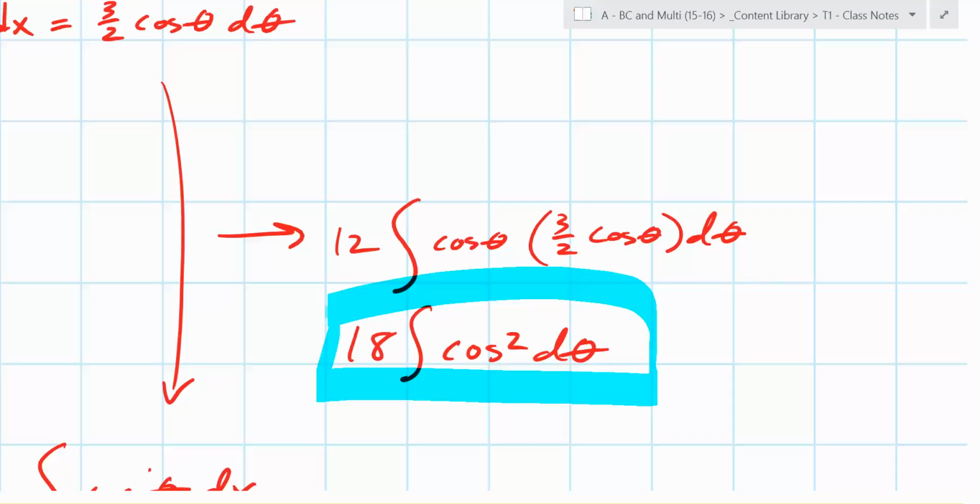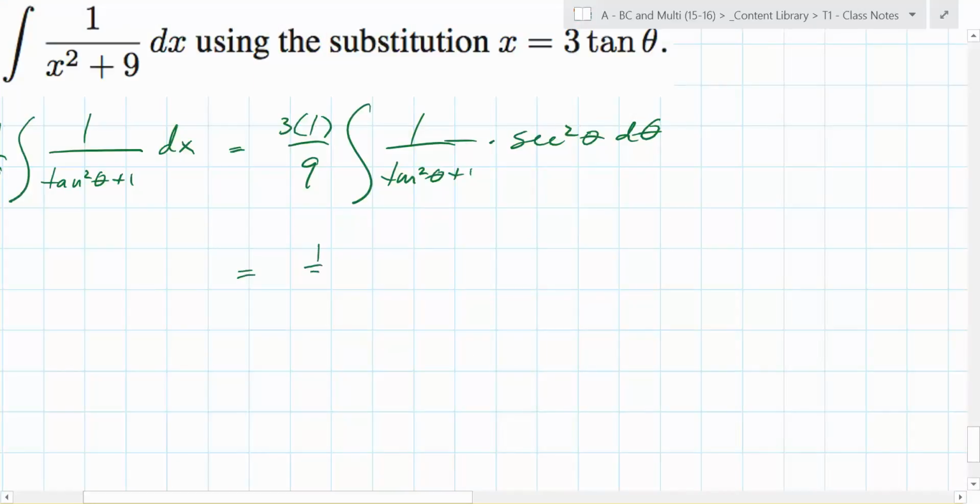Yes? Can I just see what the previous... Isn't that worse? Oh, come on. What's your one trig identity that you might remember out of this? Nope.